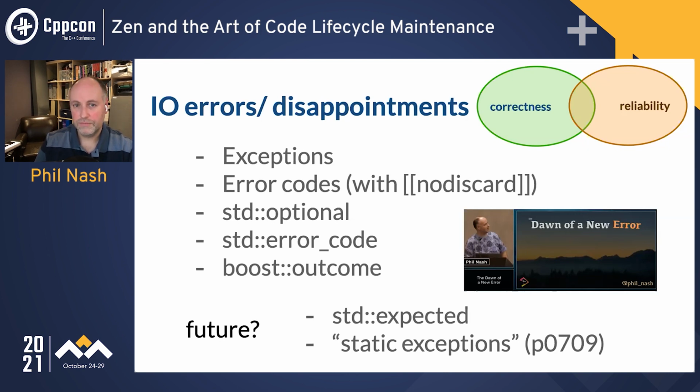We should use things like no discard or optional or expected if we have it to enforce in the language what we need to do rather than leaving it to chance. Like raw error codes in enums, easy to ignore. So if we can use the language to force us to consider these reliability issues, this can improve the quality of our code.